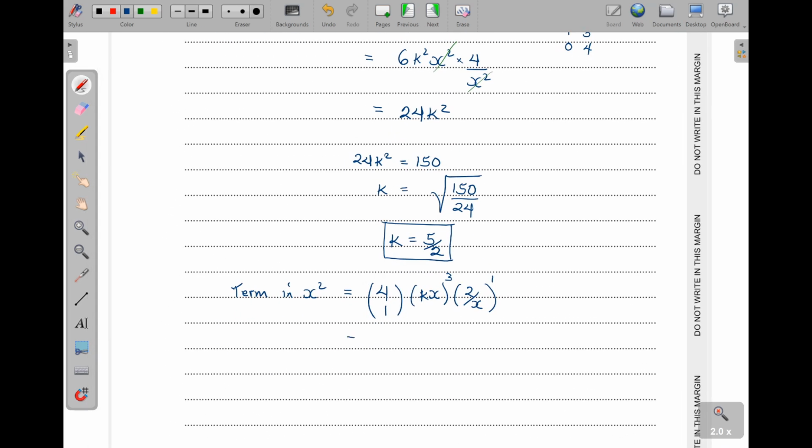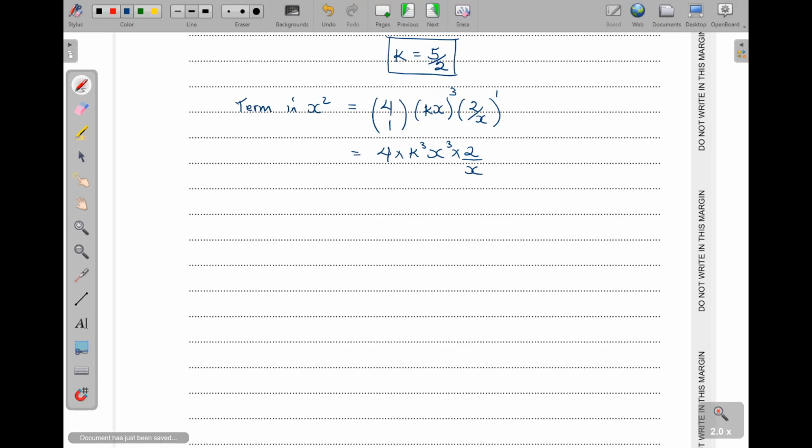Okay, that is a 4. So I write 4, then times k cubed, x cubed, then times 2 over the x. And then from here, we are going to simplify it. 4 times 2 is 8. Then we have k cubed and then x squared. Remember, our k is 5 over 2. So we cube it here and then we get that.